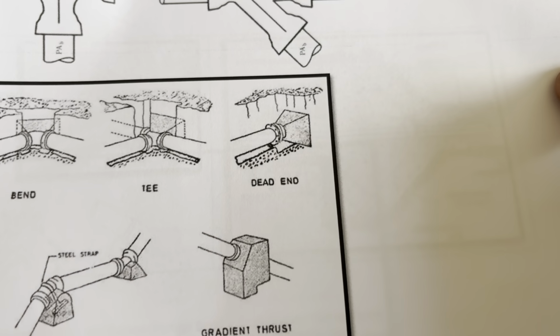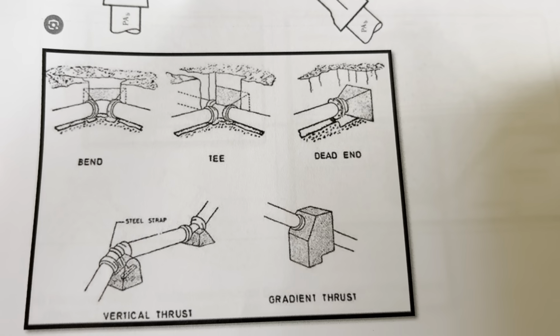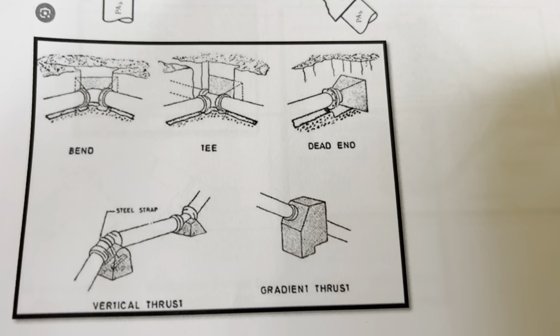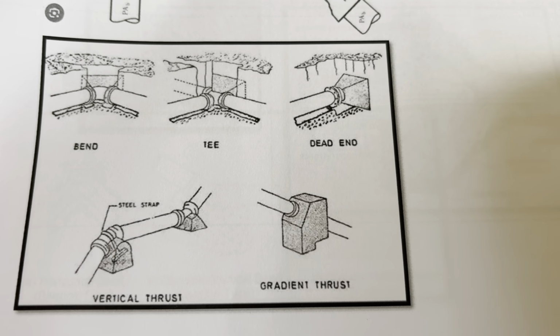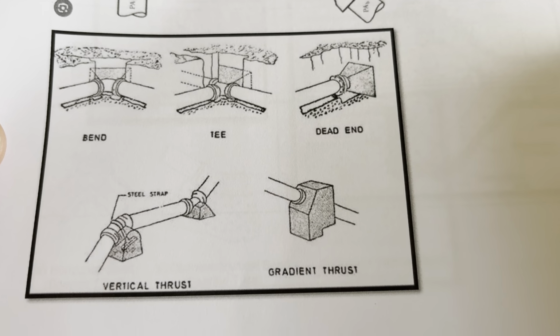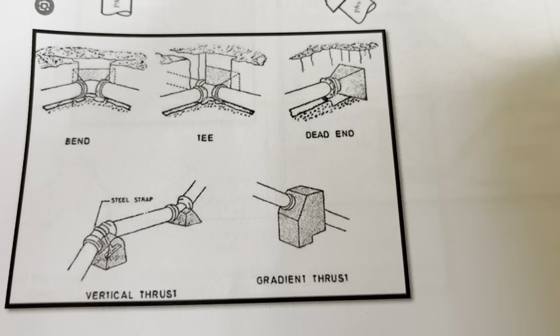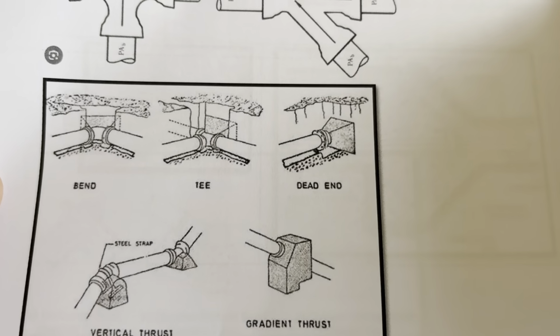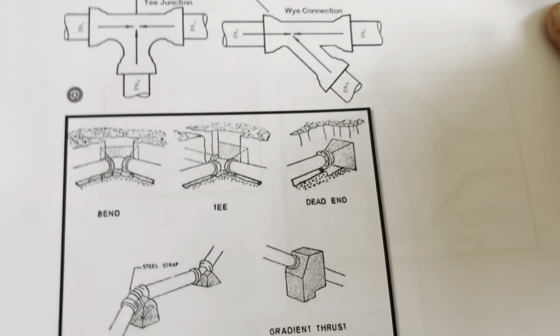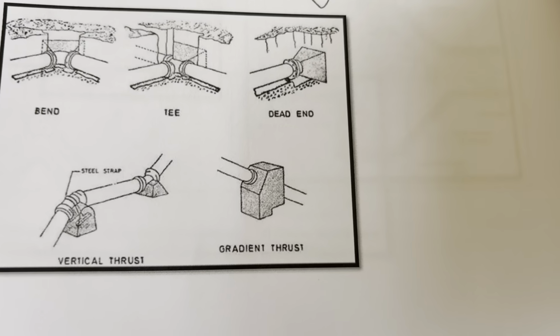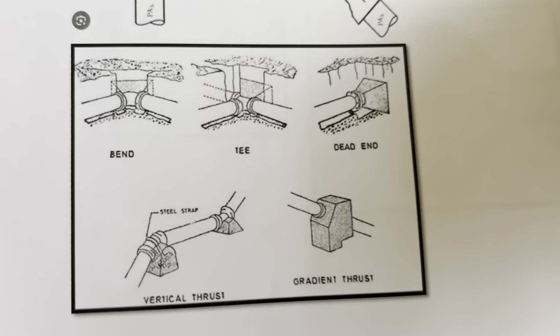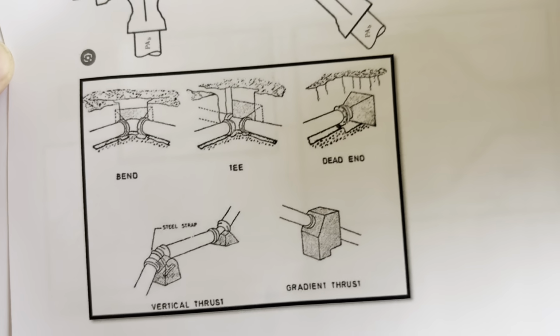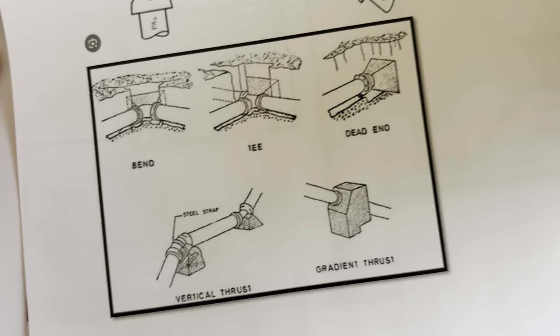Just to mention that thrust load doesn't need to be always horizontal. We may have vertical, same scenario, same principles for the load due to changes in the flow direction, and also gradient thrust. We have some sloping system or sloping ground, and we need to have some pressurized pipe crossing that, which causes thrust load, and we need to take care about that.